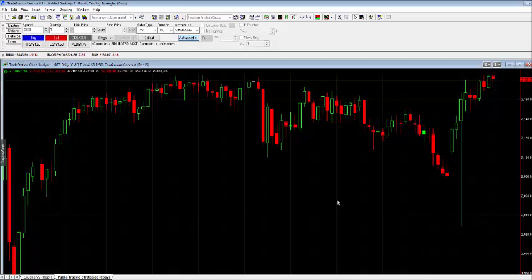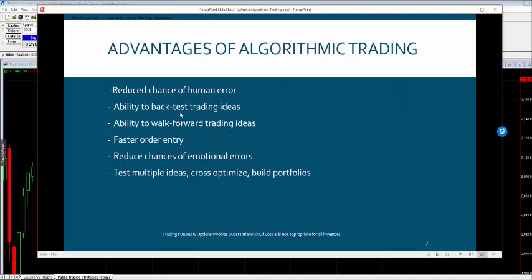It's just an example of the kind of human errors that can be avoided with algorithmic trading. It also gives you the ability to backtest trading ideas very quickly, the ability to walk forward trading ideas, which I haven't talked about. I will in another video. But it basically lets you analyze an algorithm on in-sample and out-of-sample data to give you a better idea of how that algorithm might perform trading live.